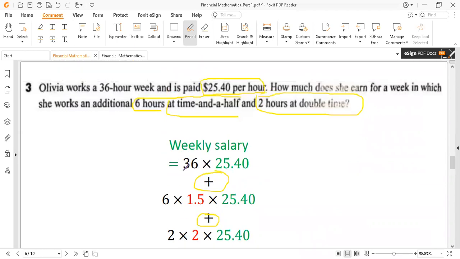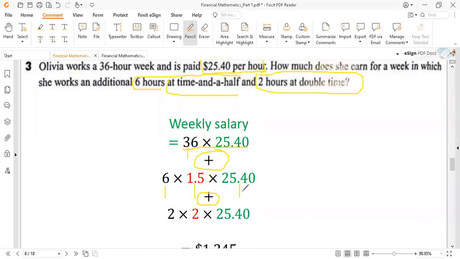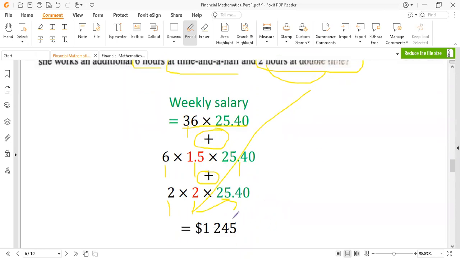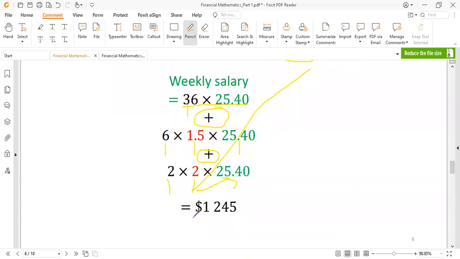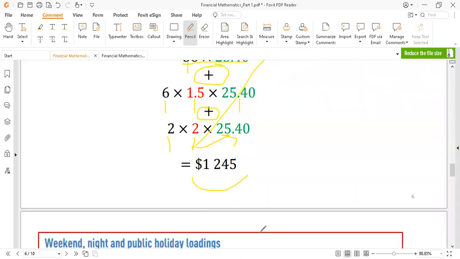So the basic one, the fixed pay, is 25.40 times 36. Then we have the hours at time and a half, times 1.5 times the original hourly wage, and for the double time, times 2 because it doubles the original hourly wage, to obtain finally $1,245.